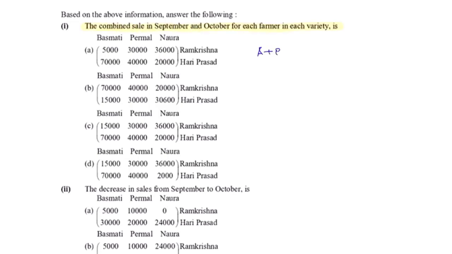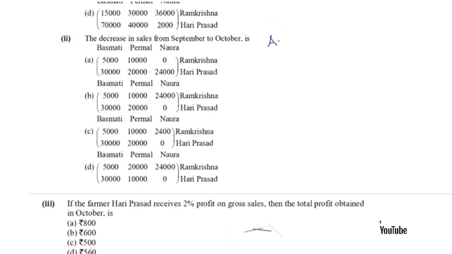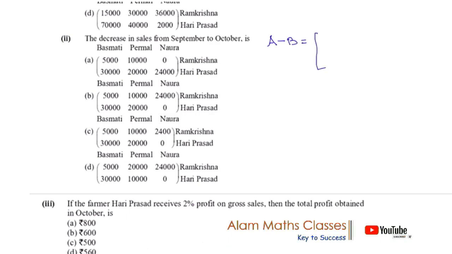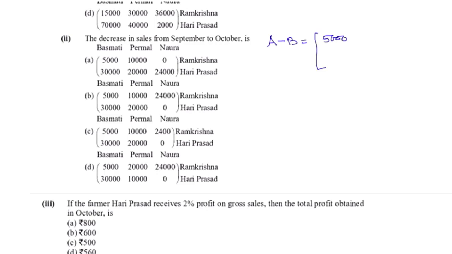In the first part, the combined sale of September and October for each farmer in each variety is. So in this first part, we combine these two matrices, so we find A plus B. Therefore, we write the matrix A plus matrix B. So the correct option is C. In the second part, the decrease in sales from September to October is. So to find the decrease of the sale from September to October, we subtract matrix B from A. So we write here A minus B. So after simplifying, we get the correct option is B.